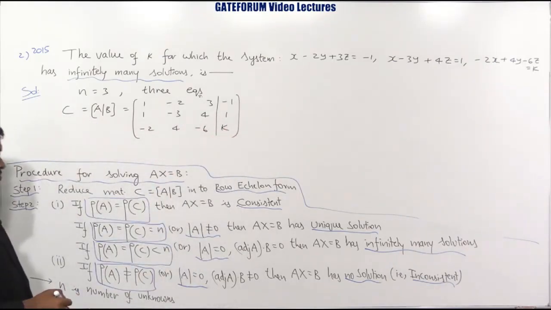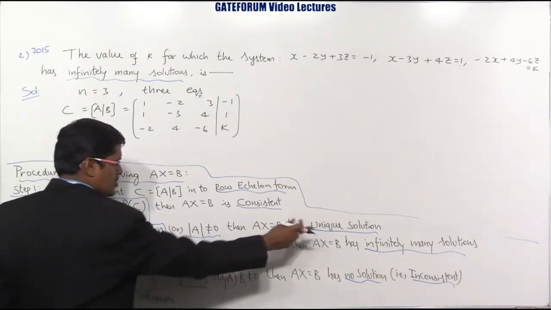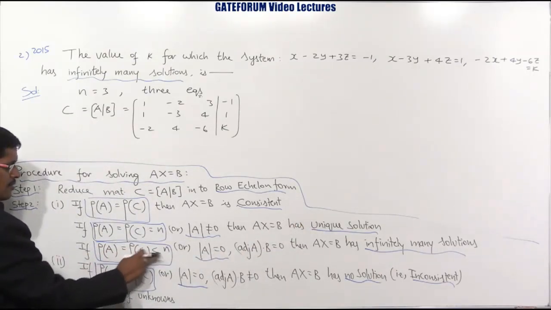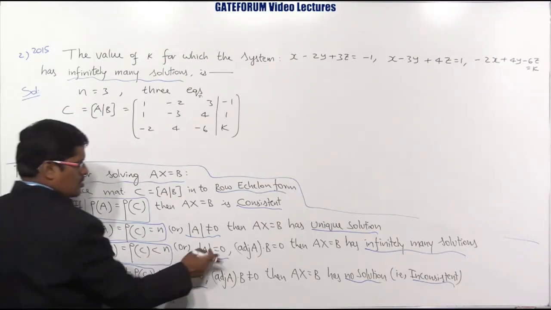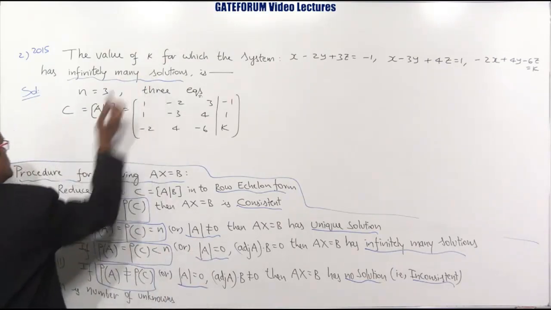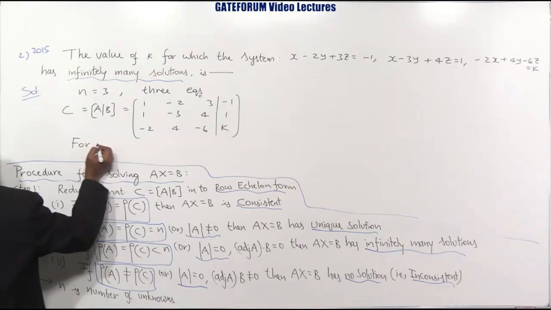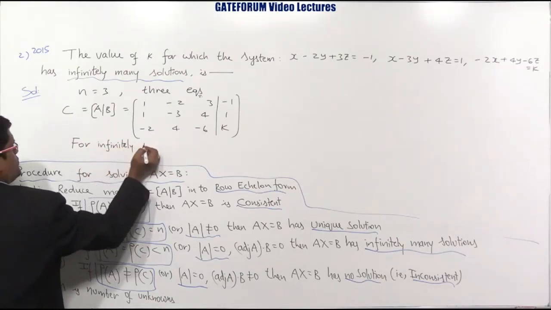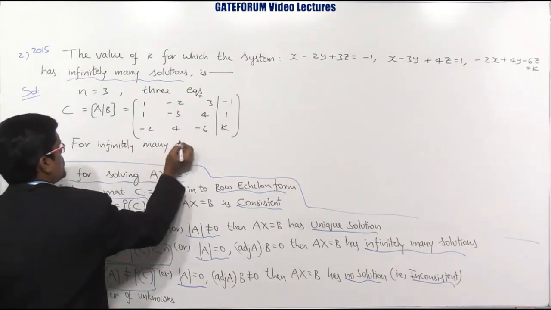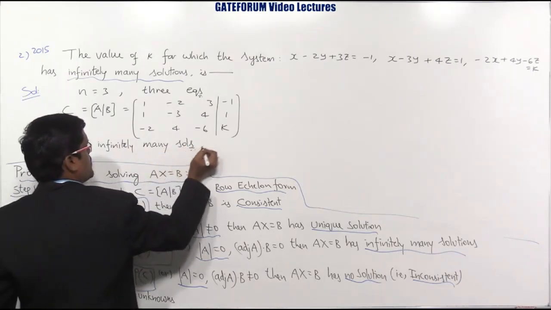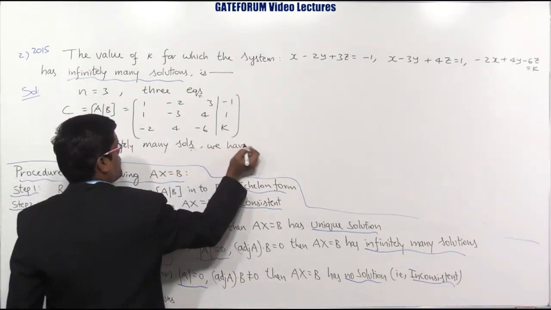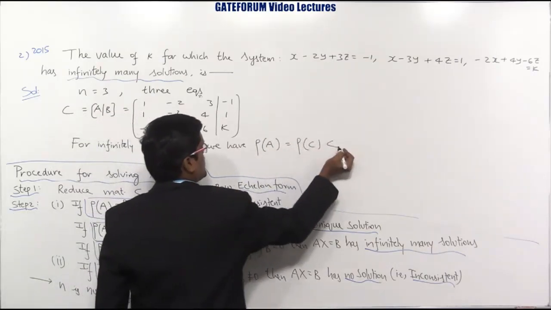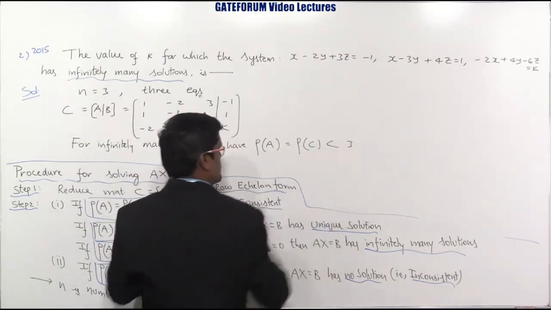So, what is the given information? Infinitely many solutions. Either apply the rank and take this condition, or use that |A| = 0 also. Okay. For infinitely many solutions, we have rank A is equal to rank C less than n.